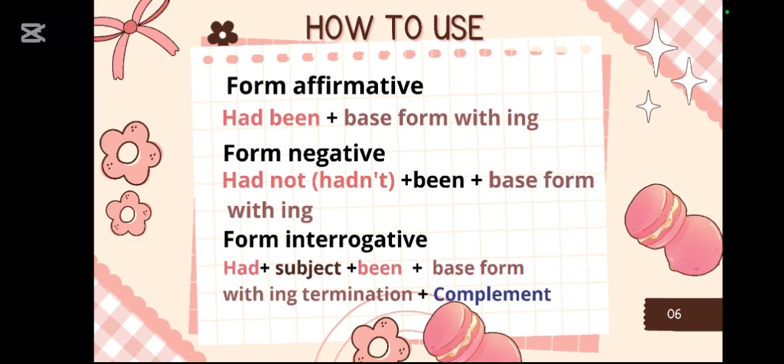The second structure is the form negative. It's had not or hadn't in contraction, plus been, plus a verb in base form with ing. Then it's the interrogative form. The structure is first the auxiliary had, plus the subject, then the participle of the verb to be, been, and the verb in base form with ing termination. Finally, the complement.